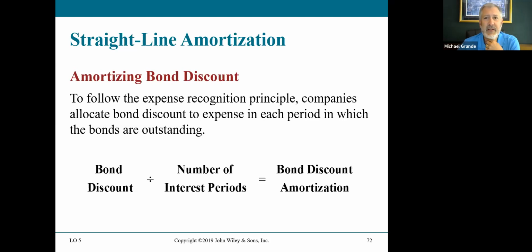So amortizing a bond discount. To follow the expense recognition principle, companies allocate bond discount to expense in each period in which the bonds are outstanding. You got to put it in the correct accounting period, right? So you take the total bond discount divided by the number of interest payments, and that's the bond discount amortization. So it's going to be the same amount every period. It's straight line. It's simple.